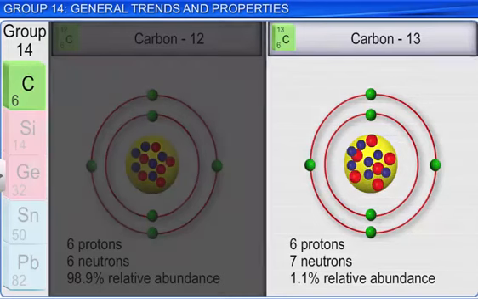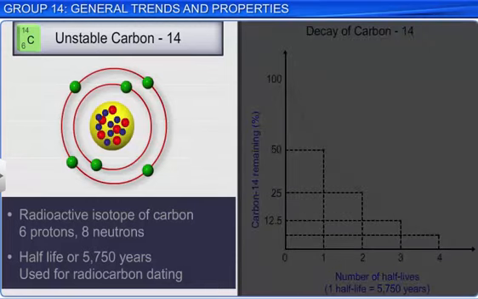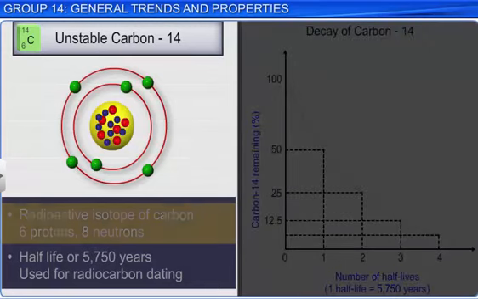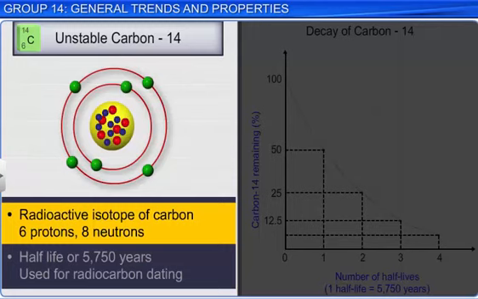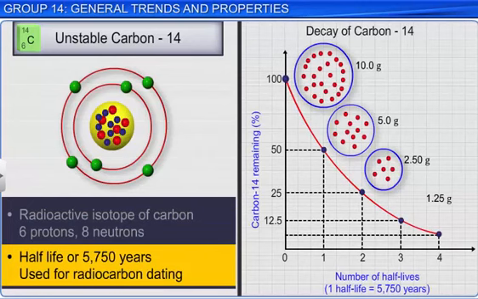A third isotope of carbon is the unstable carbon-14. This radioactive isotope of carbon contains 6 protons and 8 neutrons in its nucleus. With a half-life of 5,750 years, it is used in radiocarbon dating.